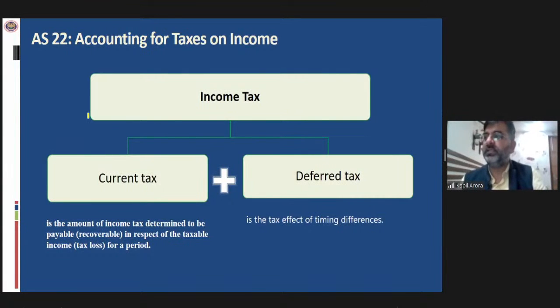There was someone having some problem with the lease accounting standard. So let me just find out that issue and we can move further.